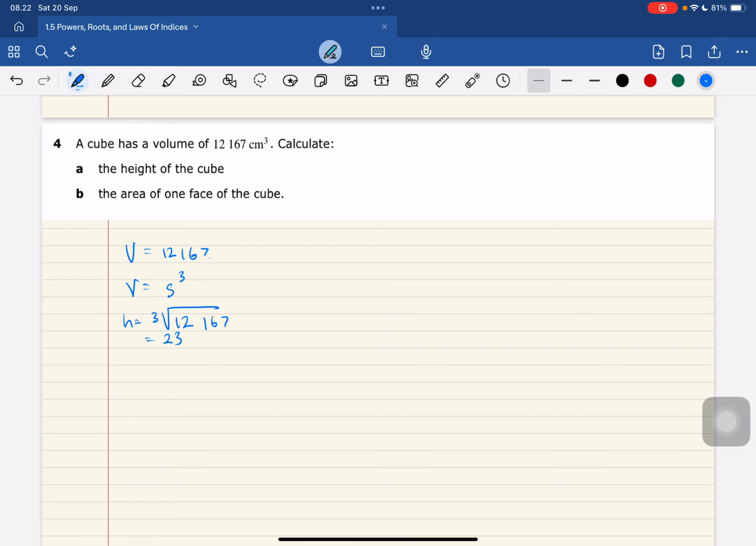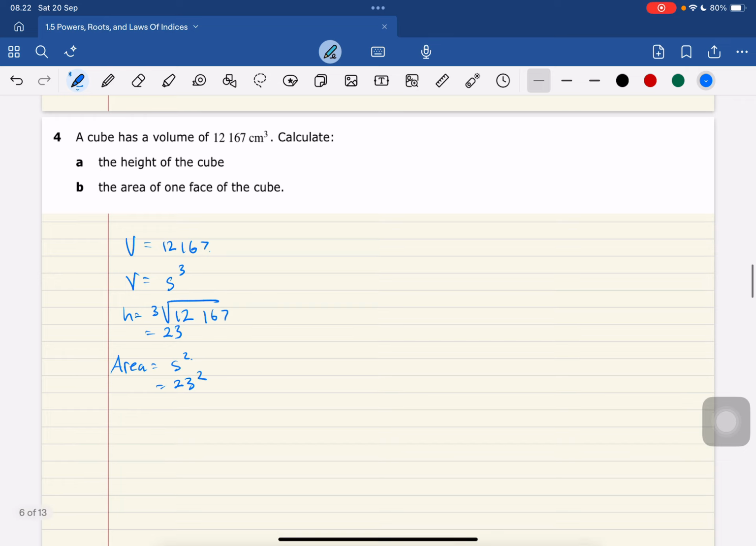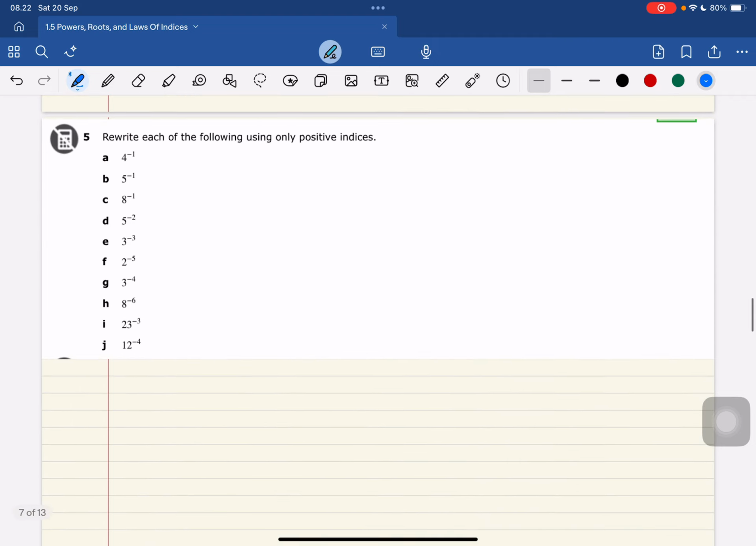And then the area of one face of the cube. The area is the side squared. So the side we got is 23. So let us make it 23 squared, which is 529. Okay, you got it.